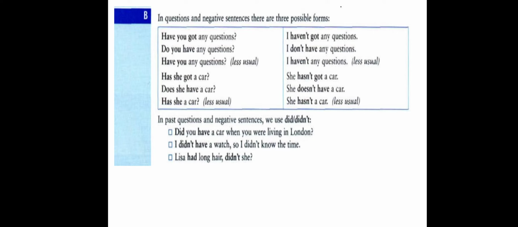So we say, did you have a car when you were living in London? Look at when here. When indicates the past, so the question must be in the past. So for the past of had, in the form of a question we use did, and had goes back to its original form, have. So it becomes: did you have a car when you were living in London?